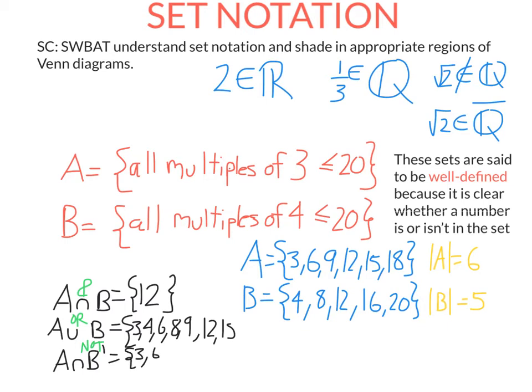So that would include 3, 6, 9. It wouldn't include 12 because that is in B, and also 15 and 18. So now we're going to look at showing sets visually on a Venn diagram.